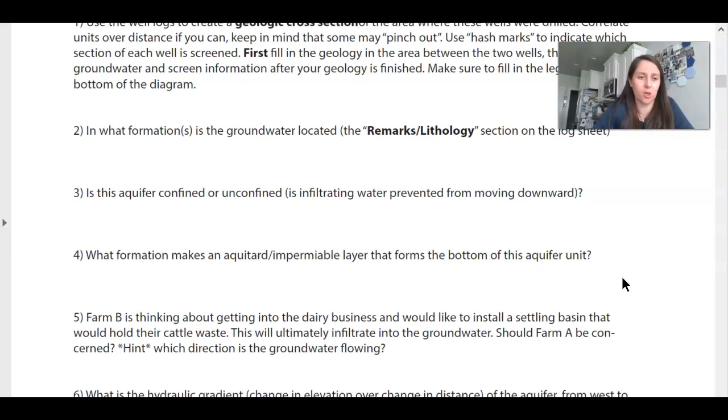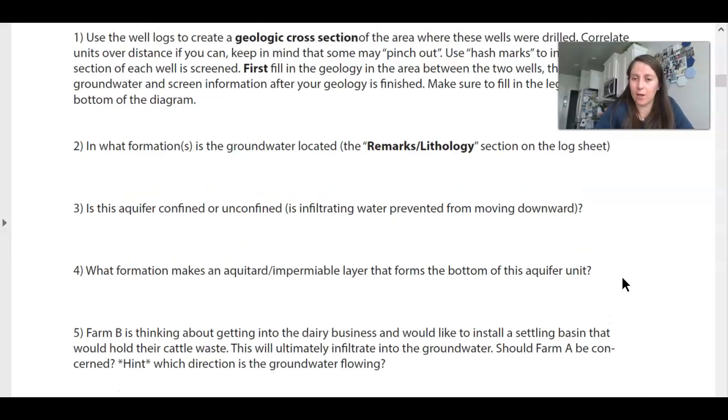So the first question is, what formations is the groundwater located? So that I've already told you, and also you can see it in the remarks lithology section of the log sheet, so on item 13. You can see where water is present and where it's not. So that will be a multiple answer question on the quiz.